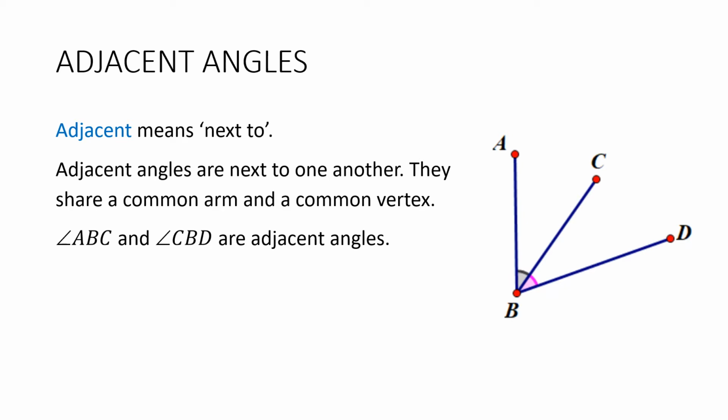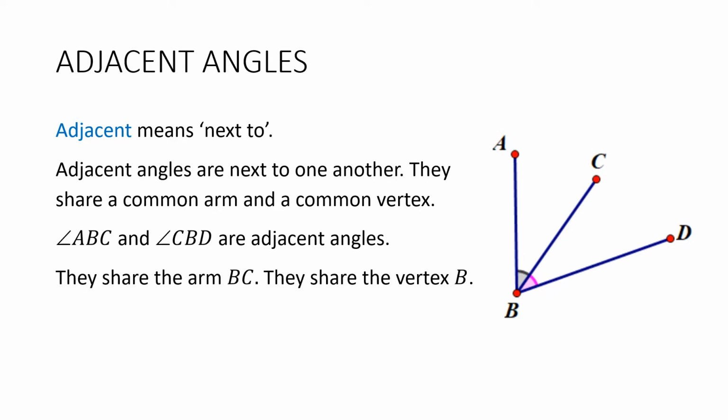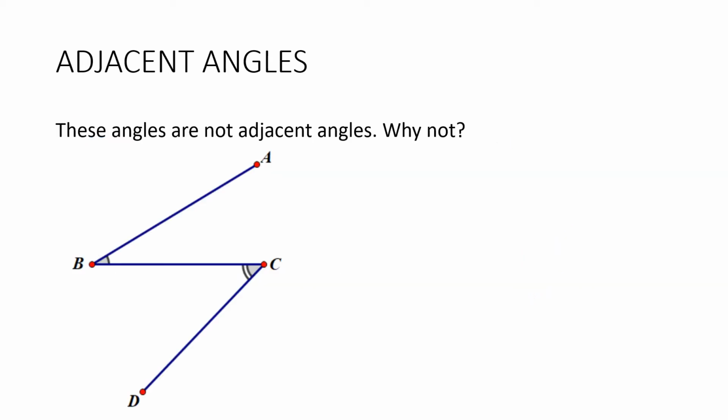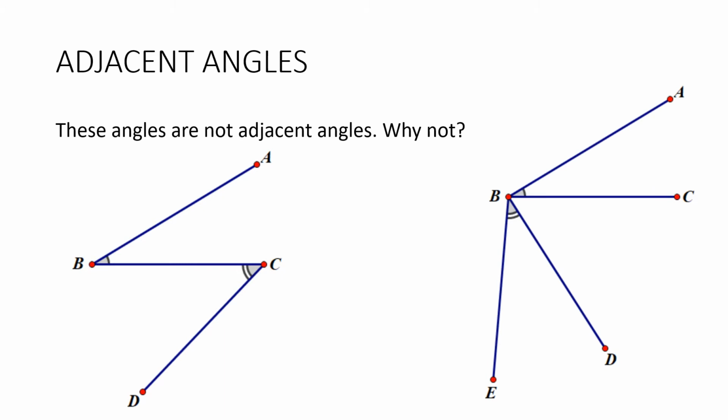So have a look at this diagram. Angle ABC and angle CBD are adjacent angles. They share a common arm, which is BC, and a common vertex, which is B. These angles are not adjacent angles. Can you tell why? They do share a common arm, but they have a different vertex. This angle has a vertex at B, and this angle has a vertex at C. These angles aren't adjacent either. They share a common vertex at B, but they don't have a common arm.